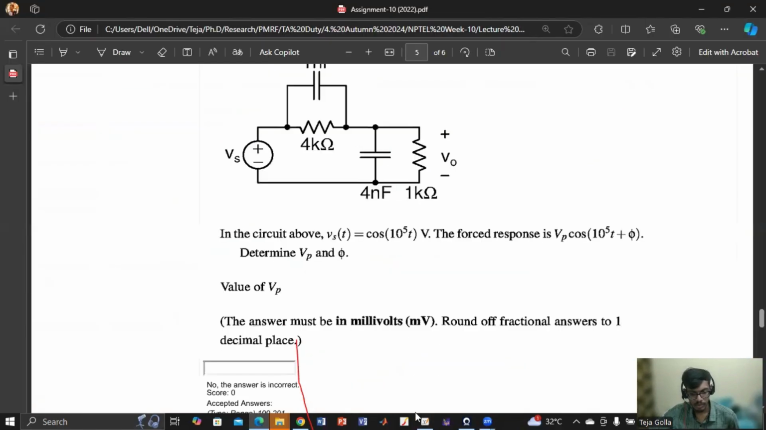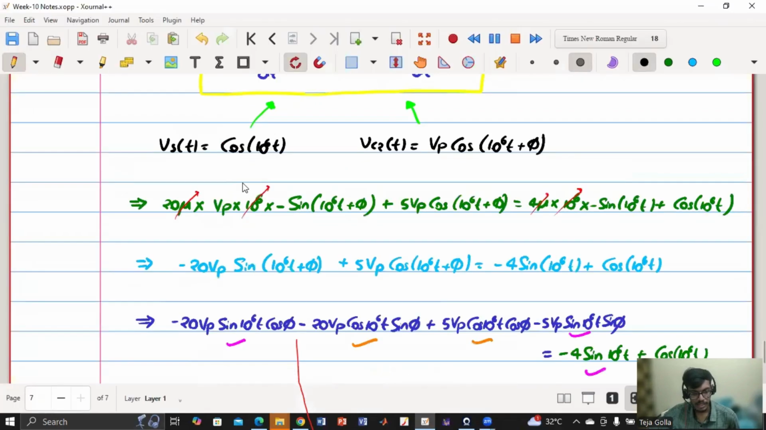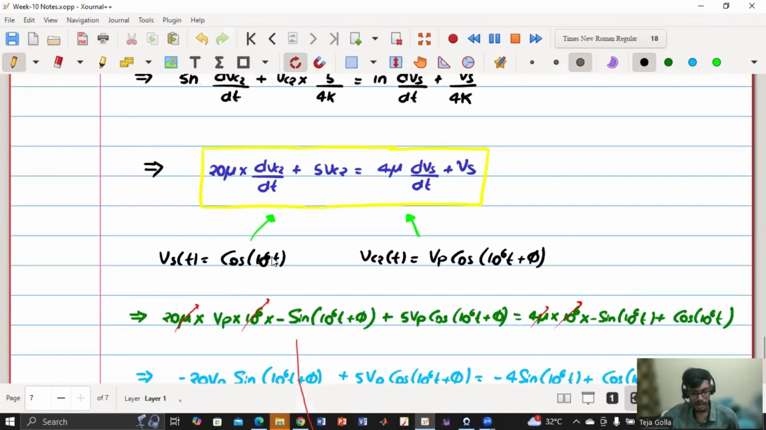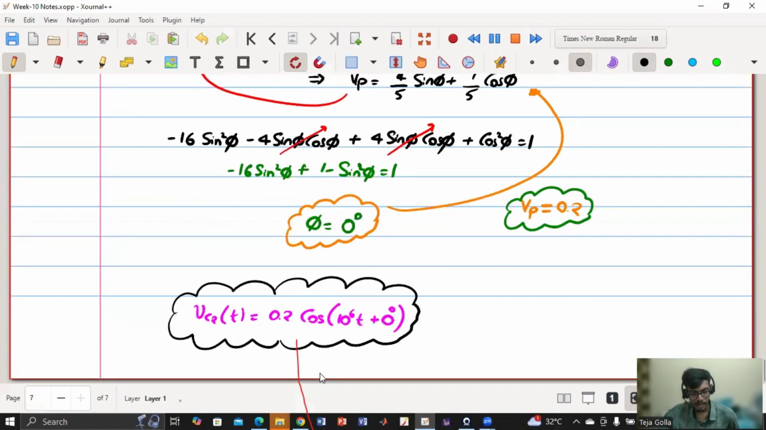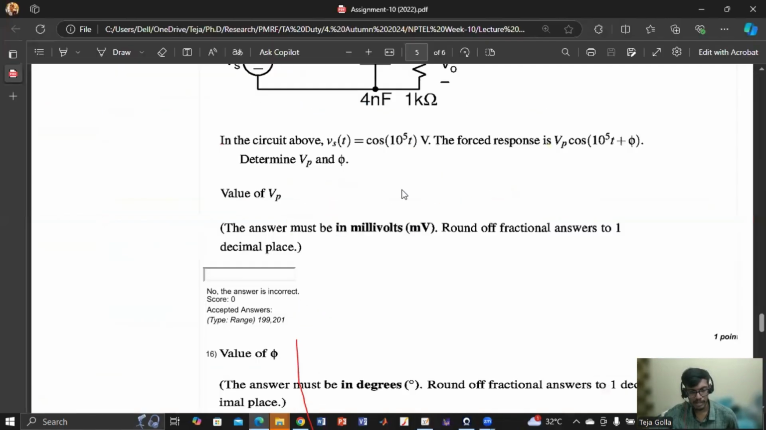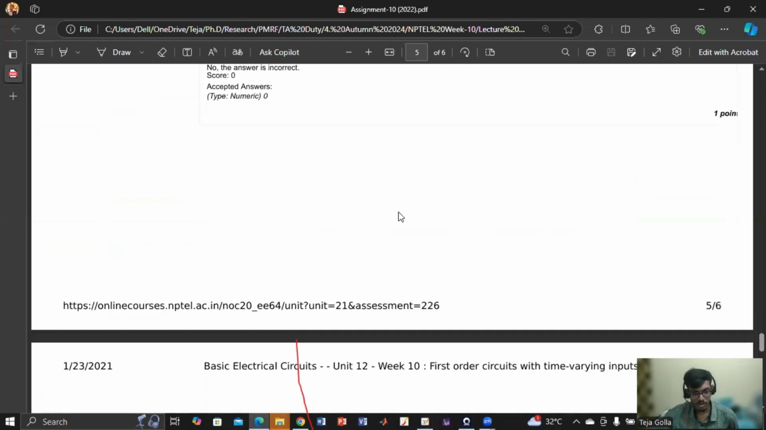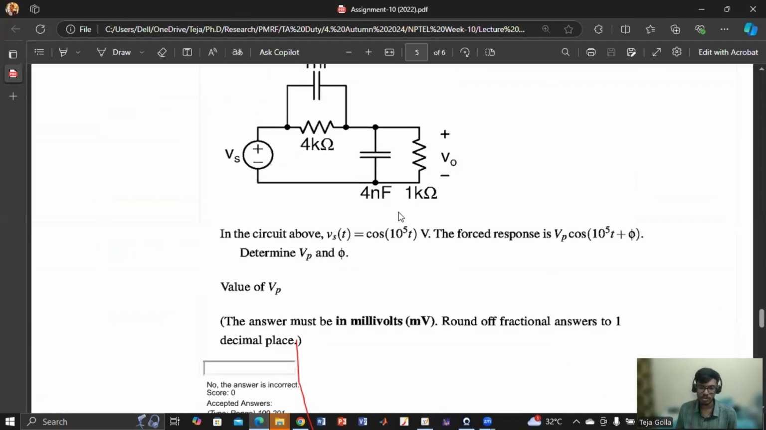So basically what will change, here this expression remains same, here it will be cos 10 to the power 5, here it is also cos 10 to the power 5. So you substitute this in this expression and solve for VP and phi, you will get exactly the same. VP is 0.2 and phi is 0. I have solved, but you can also solve. All these are similar problems, so that's why I have solved one problem, and also we are running out of time. So, any queries in today's session?